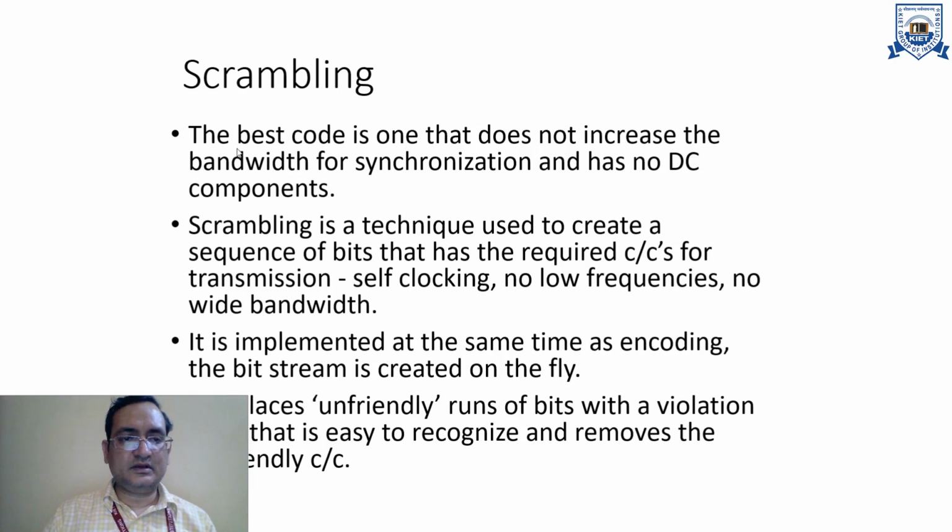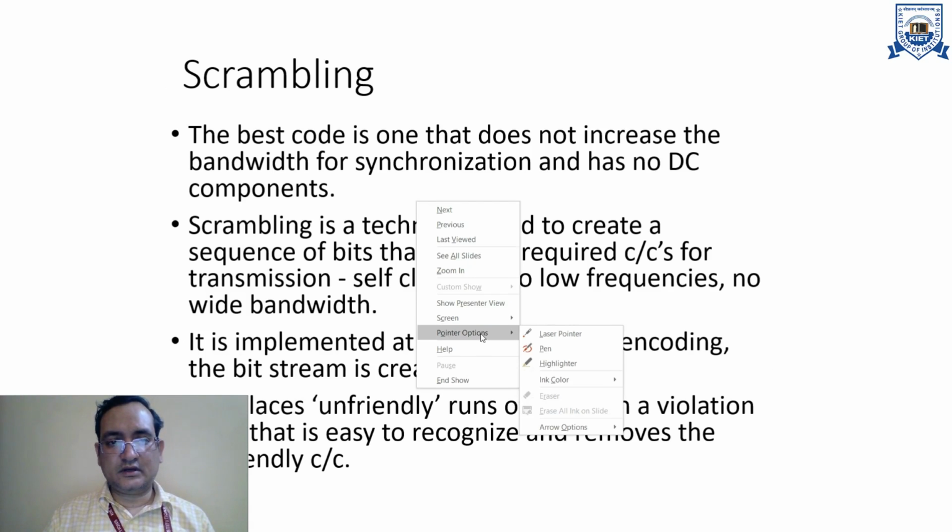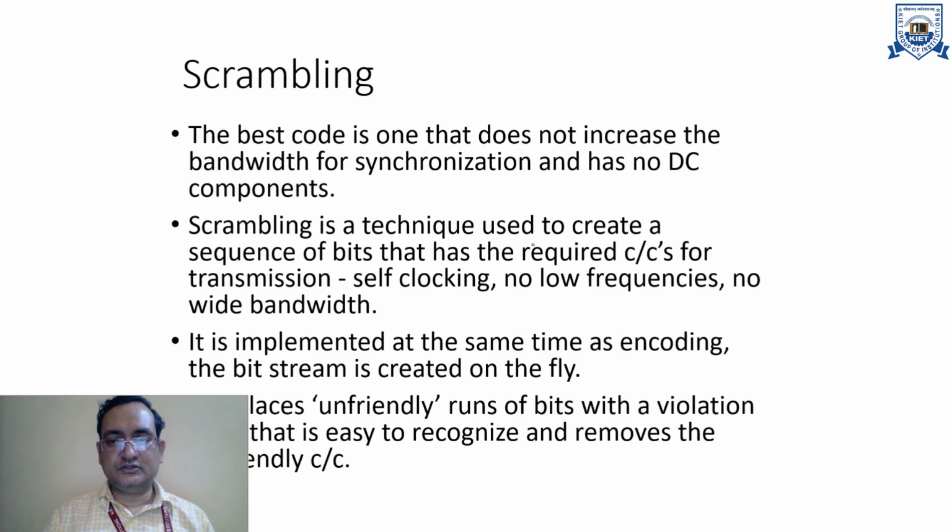Now the scrambling code is the code which provides the security also. So the best code is one that does not increase the bandwidth for synchronization, as has no DC component. Scrambling is a technique used to create a sequence of bits that has the required coding for transmission, self-clocking and no low frequency. That means the lower frequency should not be there in the spectrum. No wide bandwidth. It is implemented at the same time as encoding. The bit stream is created on the fly.